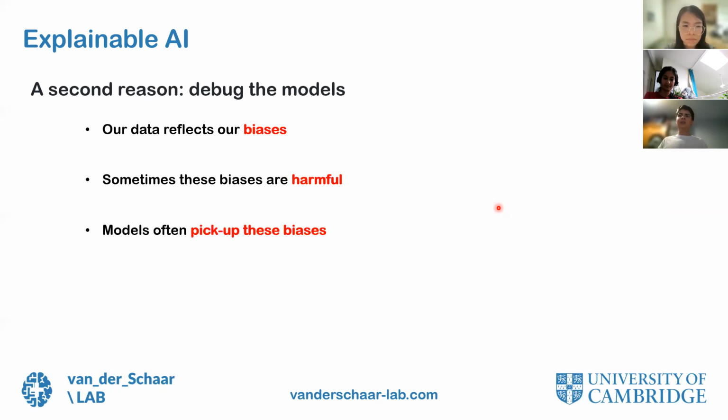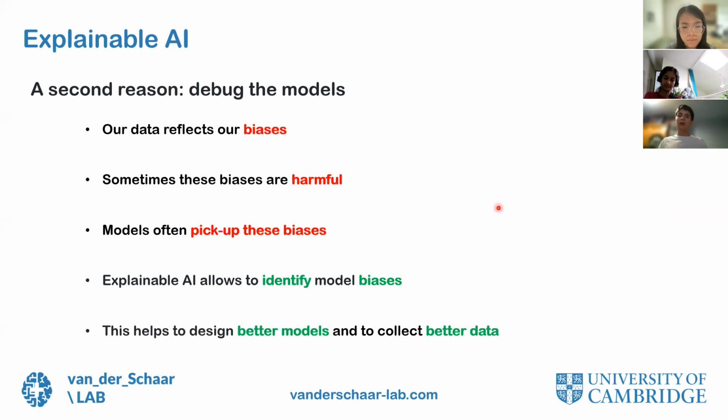Well, as you have seen on the previous slide, explainable AI often allows you to detect the biases that these models picked up. You can then use the information to create a better model and collect better data.